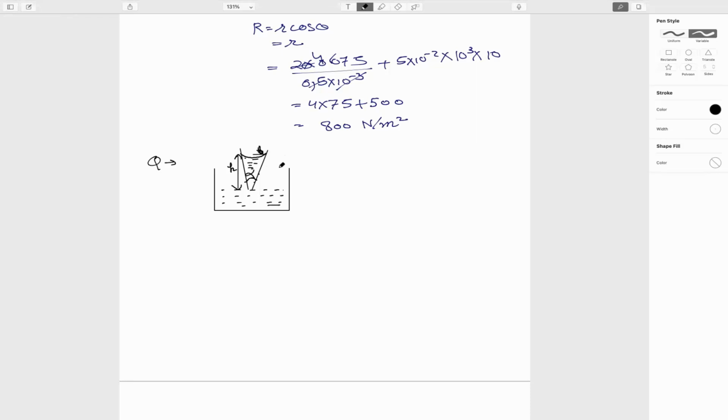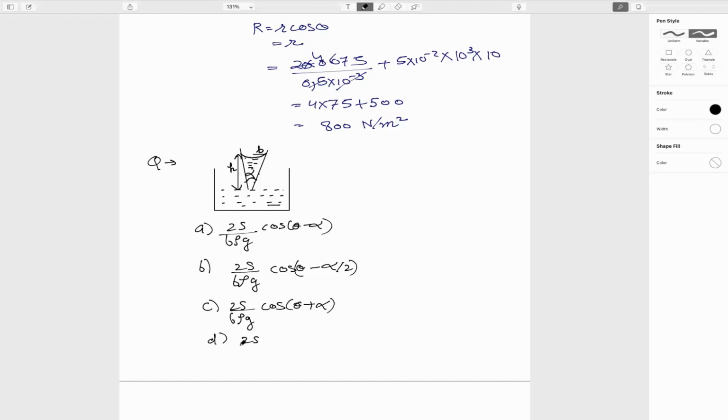So we need to find out the excess pressure. Options are 2s by B rho G. So this is B. This is B into cos theta minus alpha. 2s by B rho G into cos theta minus alpha by 2. 2s by B rho G cos theta plus alpha. 2s by B rho G cos theta plus alpha by 2.